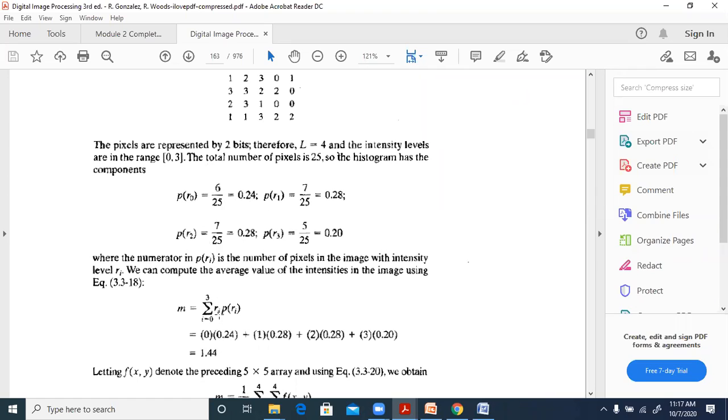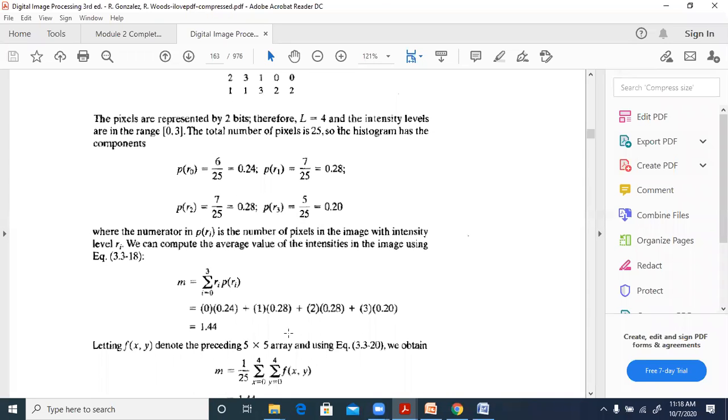Ri value, if i is 1, then Ri also will be 1. 1 is occurring 7 times, so therefore 1 into 0.28 is what we are writing over here. Then when i equal to 2, R2 will be equal to 2. 2 is occurring, again 7 times, that is 2 into 0.28. That will be the value over here. Then 3 into 0.20, because 3 is occurring 5 times out of 25, that is 0.20. Overall, we'll get the value as 1.44.